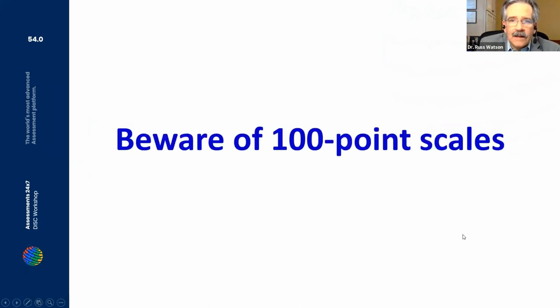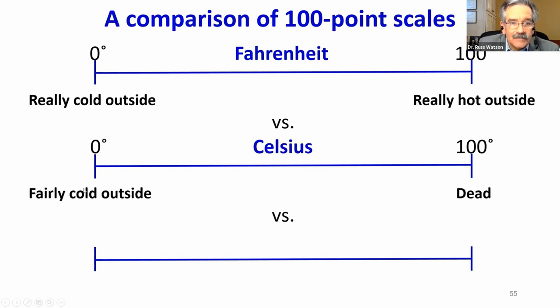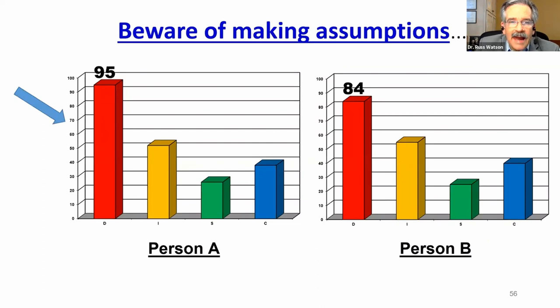Beware of 100-point scales. Beware. A comparison of 100-point scales. 0 degrees Fahrenheit, really cold outside. 100 degrees Fahrenheit, really hot outside. Let's take a look at Celsius. 0 degrees Celsius, fairly cold outside. 100 degrees Celsius, you're dead. Let's take a look at Kelvin. 0 degrees Kelvin, 100 degrees Kelvin, you're dead at both ends. Okay, so beware of making assumptions.